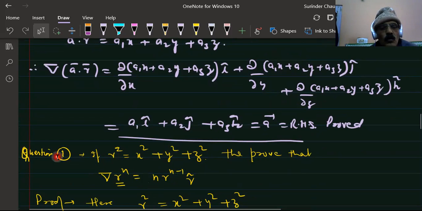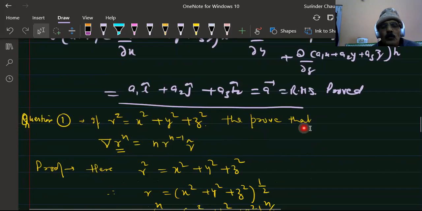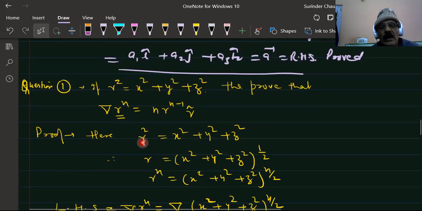Now, the next question is, if r vector is given, r square is equal to x square plus y square plus z square. What is r? r is the position of the point in space. So the modulus of r is equal to the root of x square plus y square plus z square. Then they ask to prove that gradient of r to the n is equal to n r to the n minus 2 into r vector. And the proof is here. r square is given as this. Therefore, r is equal to the root of this. r square to the n is equal to r to the 2n.